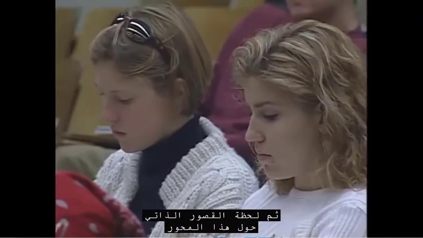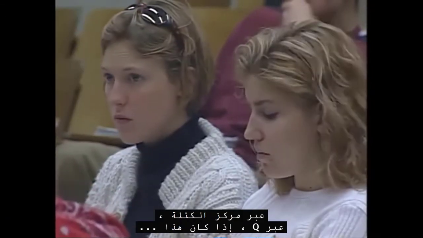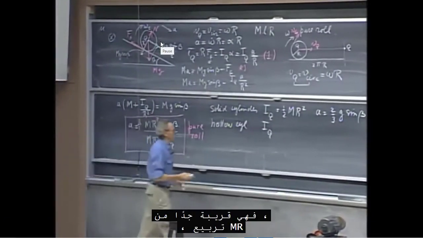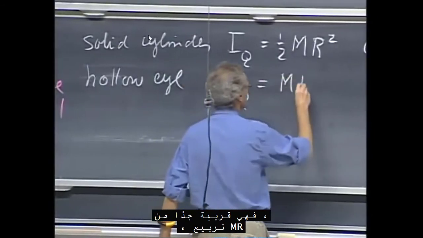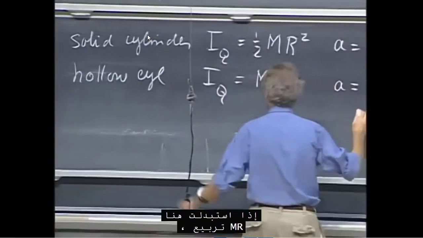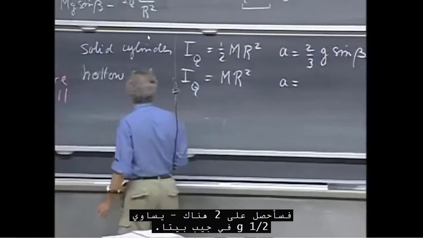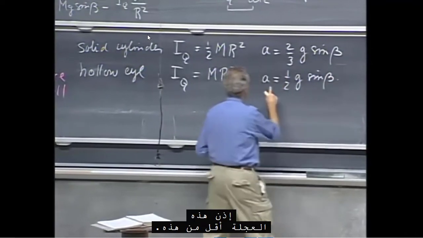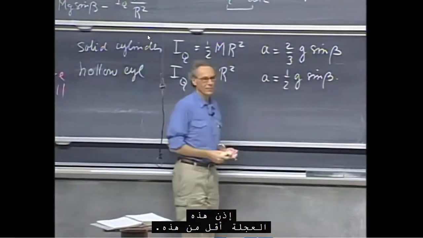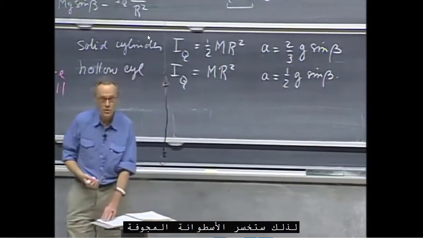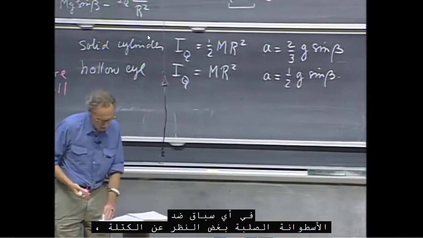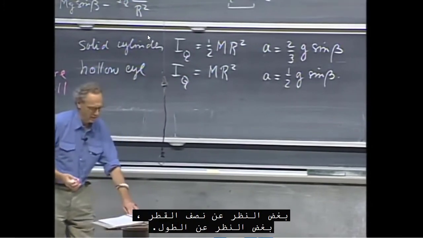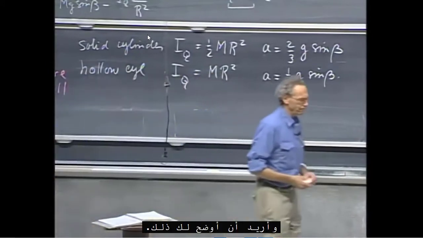Then the moment of inertia about this axis through the center of mass, through Q. If really most of the mass is at the surface, then it's very close to mR squared. And then the acceleration, if I substitute in here mR squared, I get a 2 there, equals 1/2 times g times sine beta. So this acceleration is less than this one. So the hollow cylinder will lose in any race against a solid cylinder, regardless of mass, regardless of radius, regardless of length. And I want to show that to you.